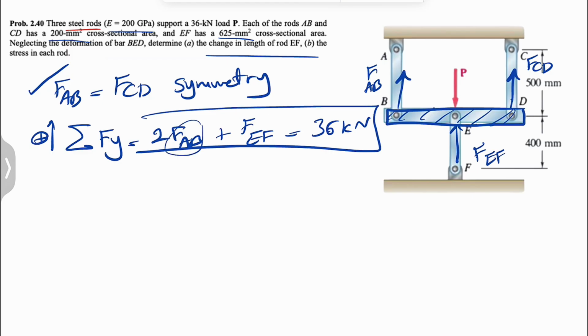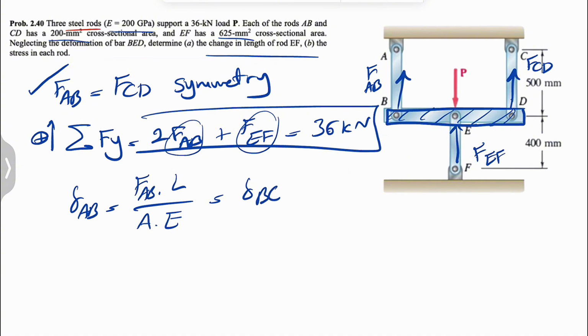And again, we need to figure out the force in each of these members in order to figure out the elongation. That's one equation. The other equation: we are dealing with elongation here too. We can see that the elongation of AB would be the force times the length over the area times the elastic modulus. And this is going to be the same as CD, because the force is the same, the length is the same, the area is the same, the material is the same. So these two are technically the same.